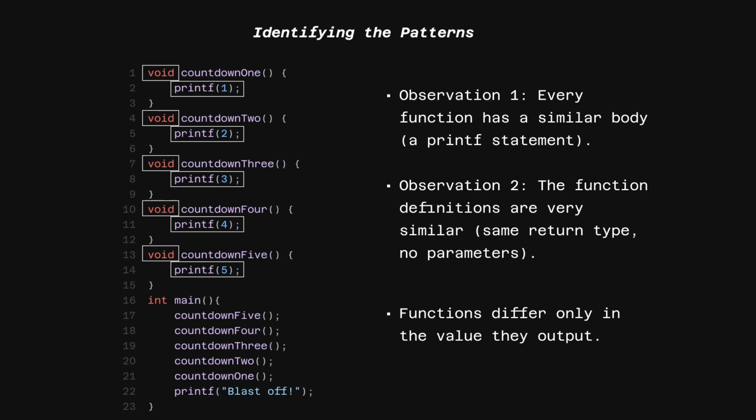There are a couple of key observations we can make about this code. Each function performs the same operation, printing a number with only the number itself changing. The function definitions are also very similar. They all have the same return type, that is void. They don't take any parameters, and the core logic within each function is almost identical. They only differ in the number itself being printed. With these observations, we can conclude that they are essentially the same operation being performed with different input values.